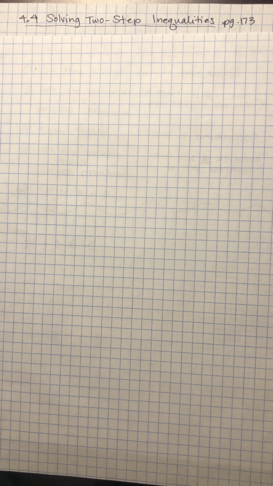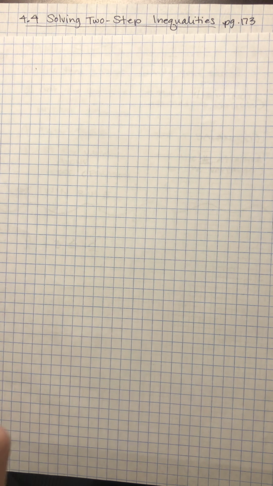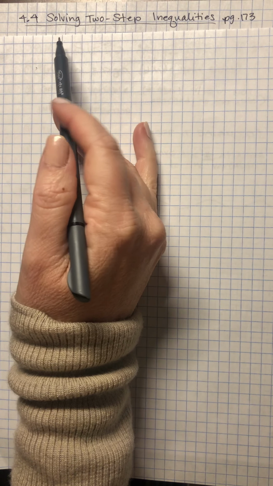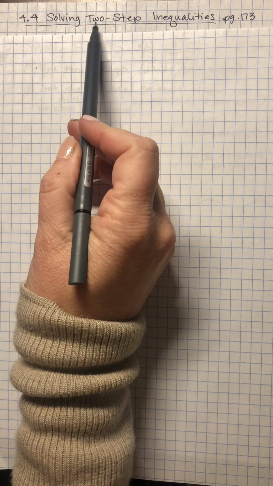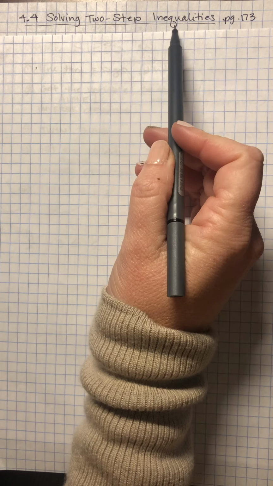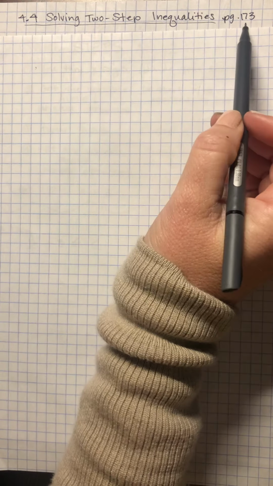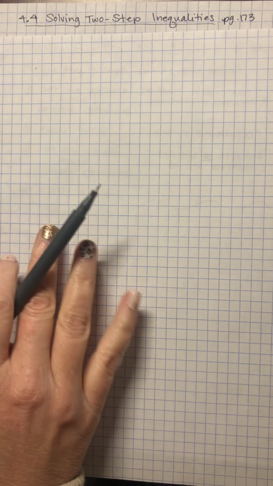Hi, 7th grade. I'm hoping this will be a quick video today. I'm going over the last lesson in chapter 4. The reason that I think it will be quick is because we've done two-step equations back in the last chapter. So today we're starting on page 173.